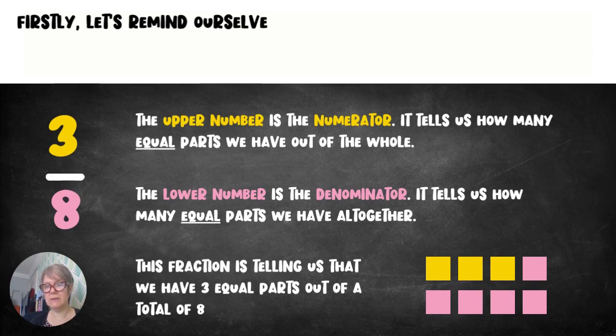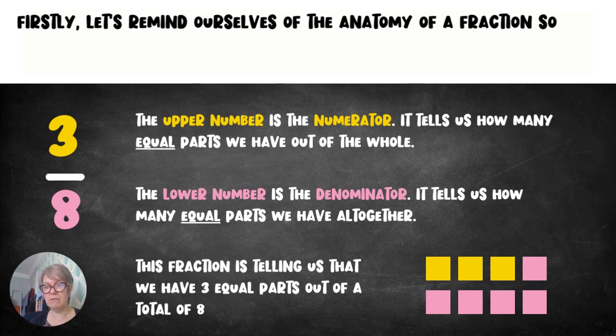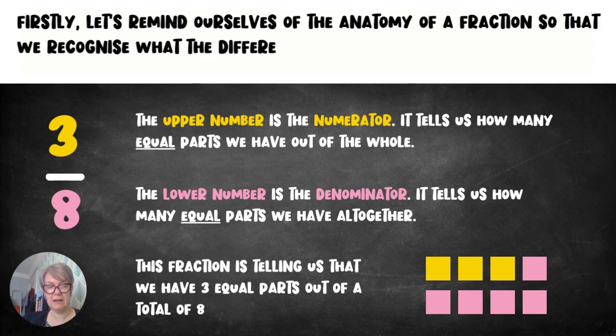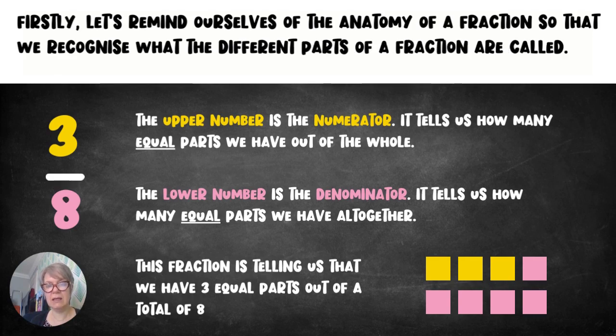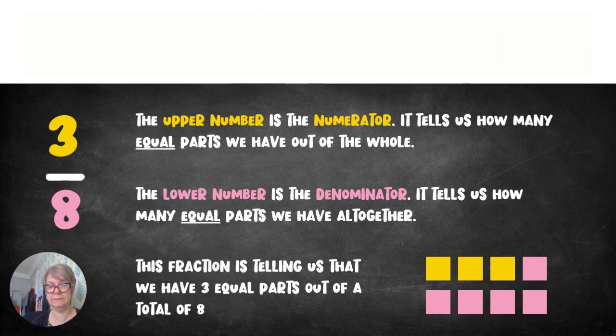Firstly, let's remind ourselves of the anatomy of a fraction so that we recognise what the different parts of a fraction are called. So if we look at this fraction, 3/8, the upper number is the numerator. It tells us how many equal parts we have out of the whole. The lower number is the denominator. It tells us how many equal parts we have all together. So this fraction is telling us that we have 3 equal parts out of a total of 8 equal parts.